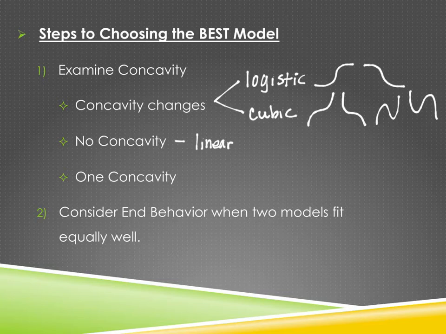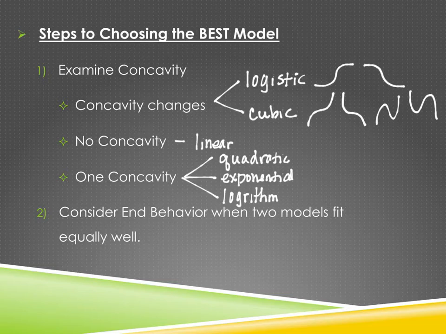It's the one concavity that always trips people up. Because when you have one concavity, you have 3 choices. You have quadratic, you have exponential, and you have logarithmic. Not logistic, but logarithmic. Please understand, if you only see one concavity, you're not allowed to try cubic. You're not allowed to try logistic. You only get to use cubic and logistic if you see a change in concavity, right? So you are limited in what your options are for making choices.